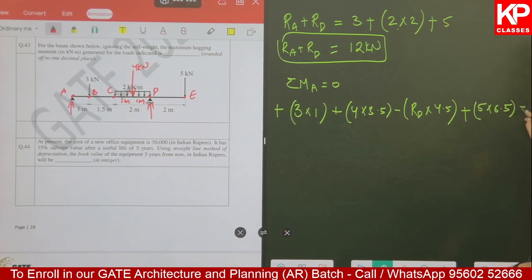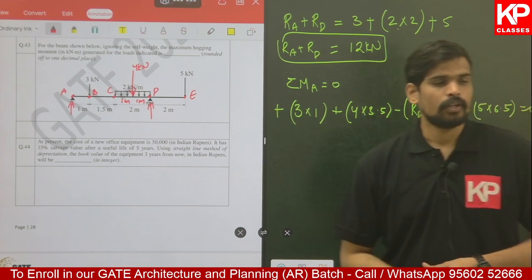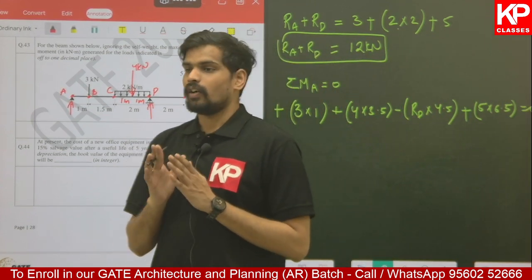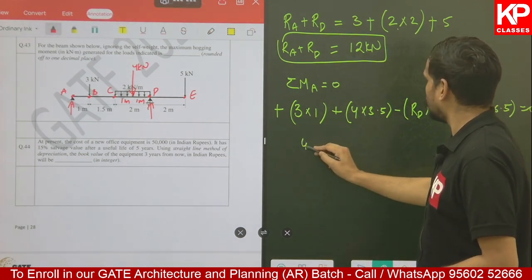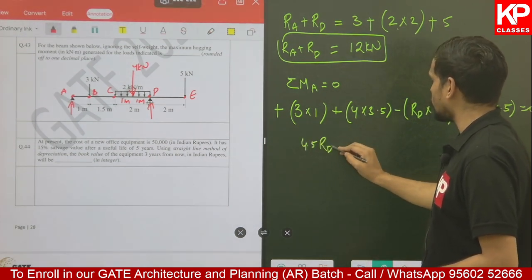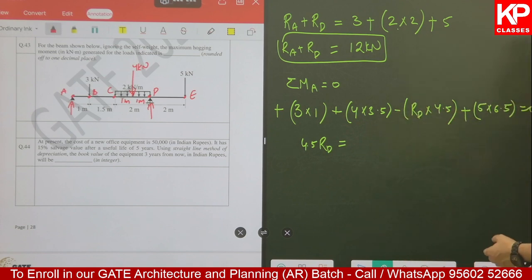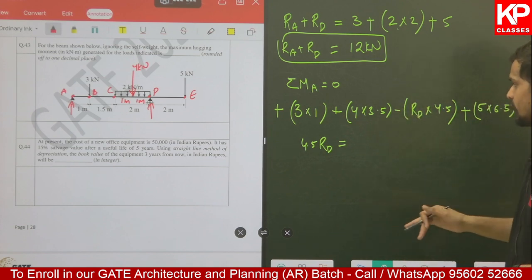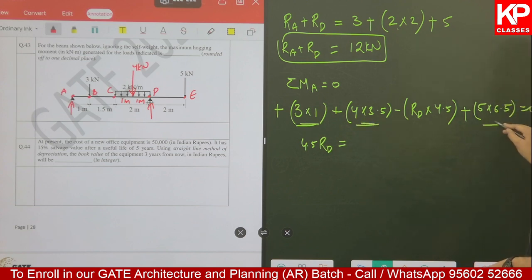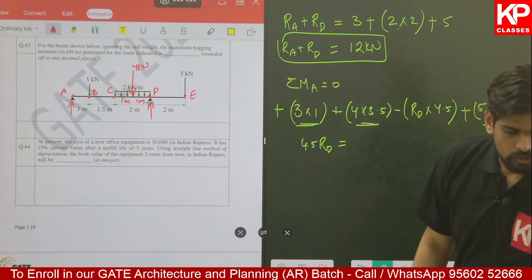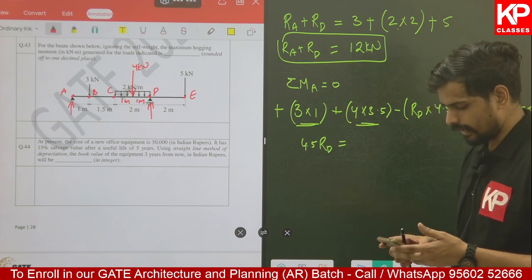Summation of all these moments should sum up to 0 for equilibrium of the given beam. So over here you will get 4.5 into RD should be equal to, this is minus, so take it to the other side, you will get 4.5 RD is equal to the sum of all these 3, plus 4 into 3.5 plus 6.5 into 5. You can use your calculators to do that quickly.